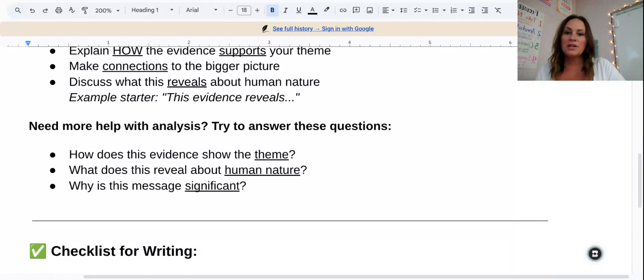If you need more help with analysis, try answering these questions in how you're explaining the evidence. Like, how does it show the theme? This shows the theme by. What does it reveal about human nature? You can even say something like, this reveals blank about human nature. Or why is this significant? So the author is trying to prove or trying to say that.